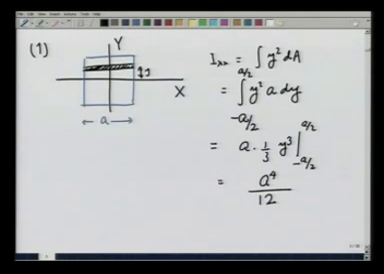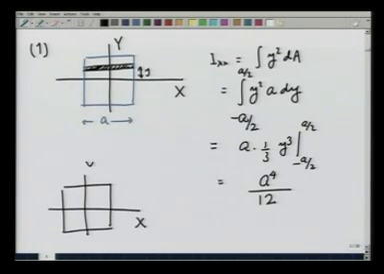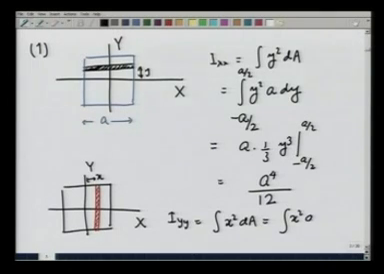Similarly, to calculate I yy, this is the square. I choose a strip like this and calculate I yy as integral x square dA, which in this case would become integral x square a dx from minus a by 2 to a by 2, and this also in this case by symmetry would come out to be a raised to 4 over 12.